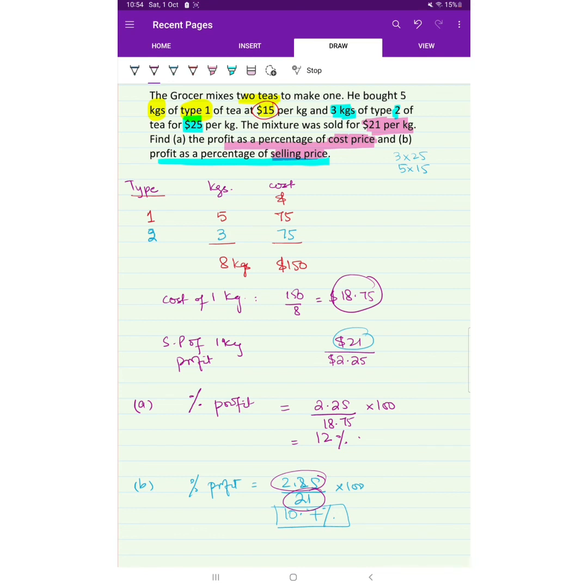So the ratio when you are creating it has to be of the same value. So the cost price of 1 kg, the selling price of 1 kg, and then the profit of 1 kg. Had it been all together, then you would have done cost price of 8 kgs, selling price of 8 kgs, profit of 8 kgs. That would also have given you the same thing here. But if you're doing it for 1 kg, that's more beneficial here. All right.